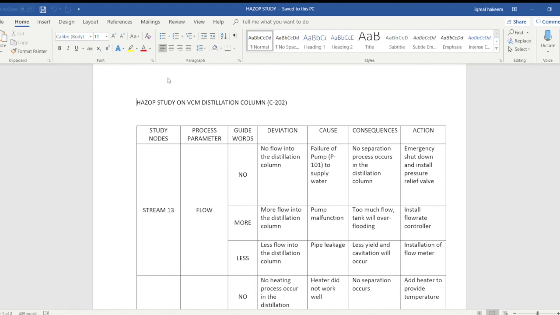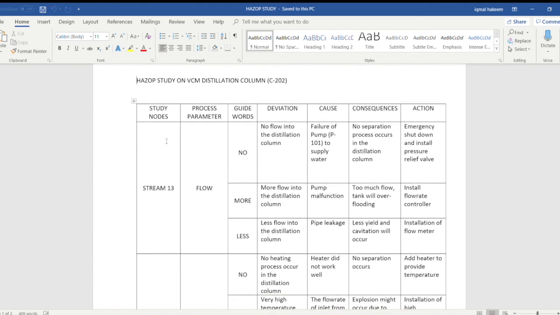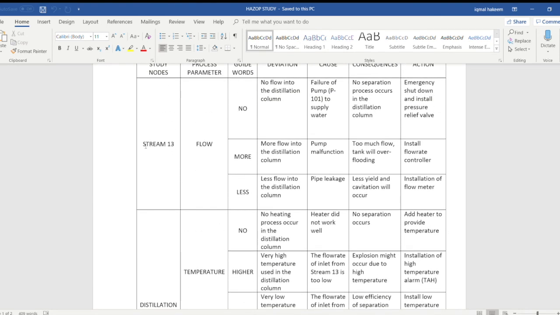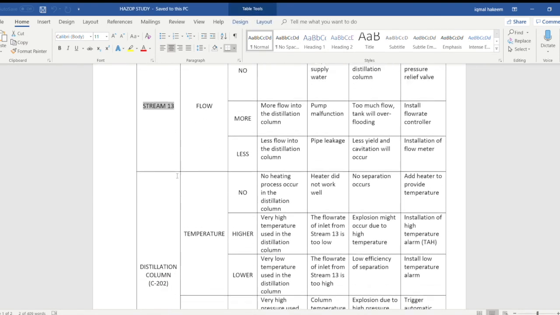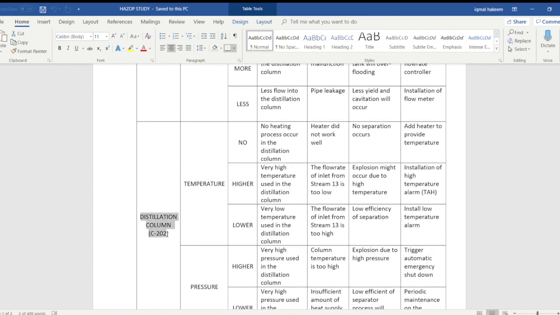So today I will explain about HAZOP study on VCM distillation column, and for your information our group was assigned for this distillation column C202. So basically on the HAZOP study we have many study notes. The first one is stream 13, which is the inlet. Next one is distillation column C202.